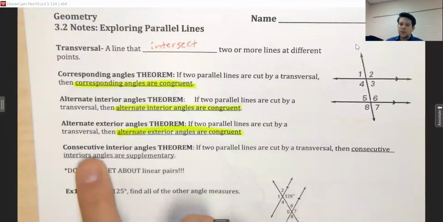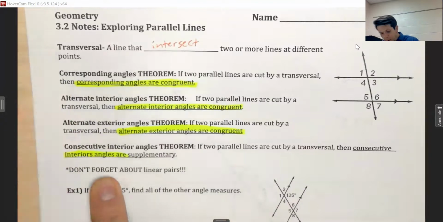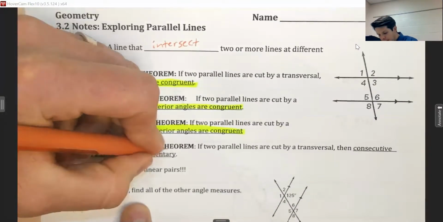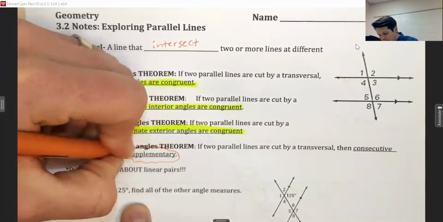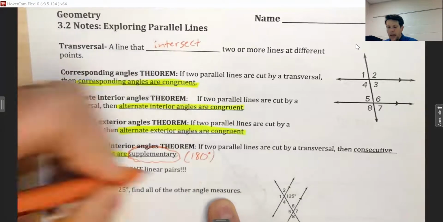Now, the consecutive interiors, they were not matching. That is the set that did not match at all, but they have a different characteristic, which is fantastic and wonderful, and that characteristic is the fact that they are supplementary. They're equal to 180 degrees when they're added together.